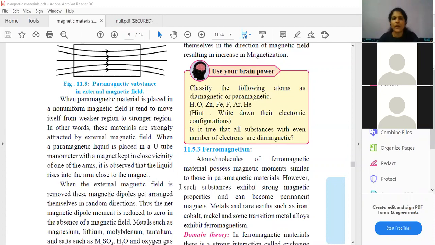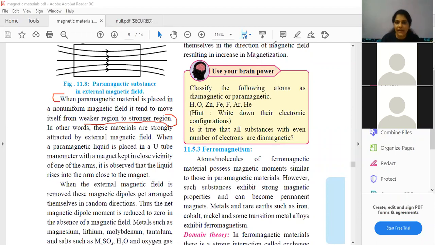But here what is going to happen? Obviously the reverse. Here, when paramagnetic material is placed in a non-uniform magnetic field, it tends to move itself from weaker region to stronger region because it is attracted to the external magnetic field. Okay, fine. I hope you all are understanding what is happening.